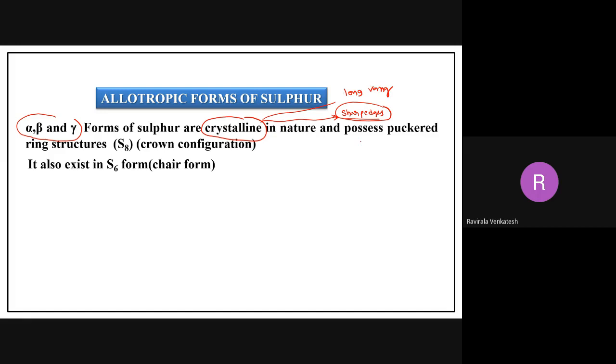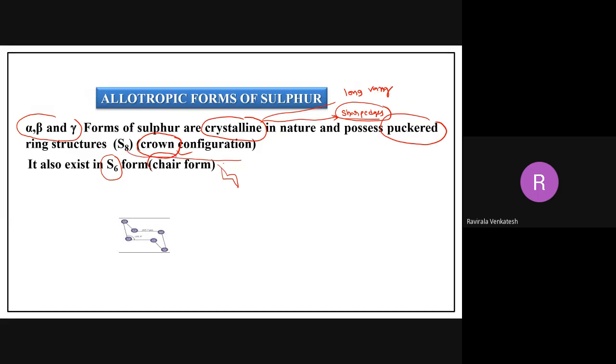And they possess a crown ring structure. I will show how it looks. A crown ring structure, how a crown looks, the same thing they look like. And one form looks like a chair form. How the chair looks, like that also it will look. Chair form. That will be called S6, hexaatomic, and this one is an octaatomic.